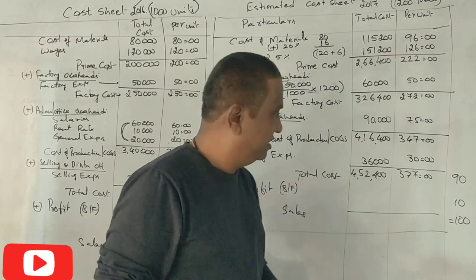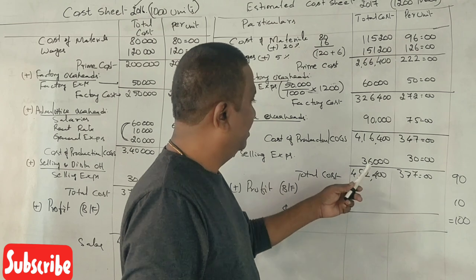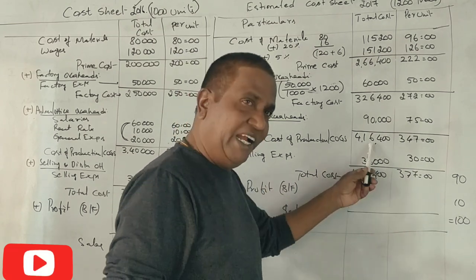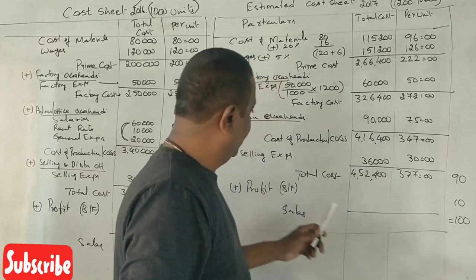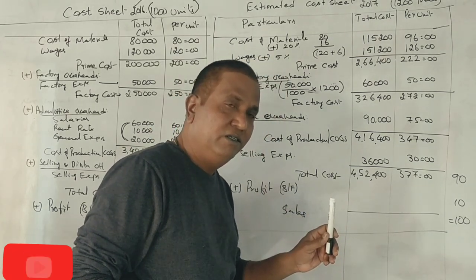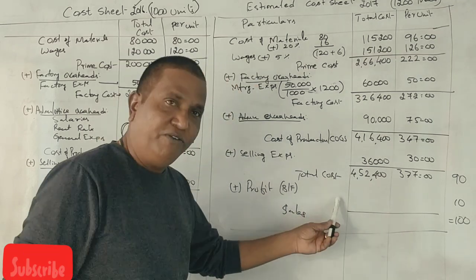Sir, I don't understand that. After that, 3,000 and 30 units. After that, total cost. Check the total adding. That's all. After that, we call it a total cost. We don't add anything after that. That's what now we have to find out. See, we have to add the profit.